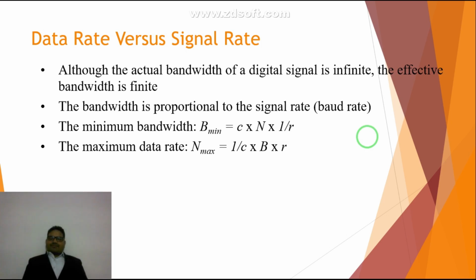Getting, guys? So how many lanes are there does not depend on the number of passengers traveling through that bus or that car. It is the number of vehicles, number of cars, number of buses that is going to decide the bandwidth. So over here, baud rate, that is the signal element, is going to determine the bandwidth. And the minimum bandwidth is given by C into N into 1 upon R. And the maximum data rate, N max, is given by 1 upon C into B into R.